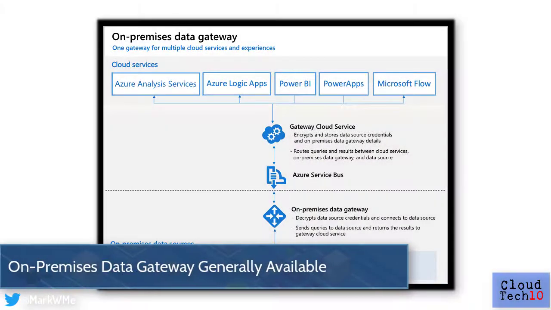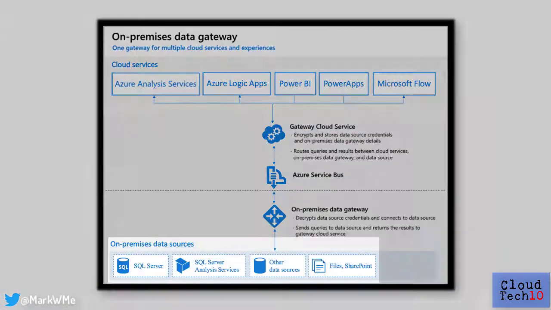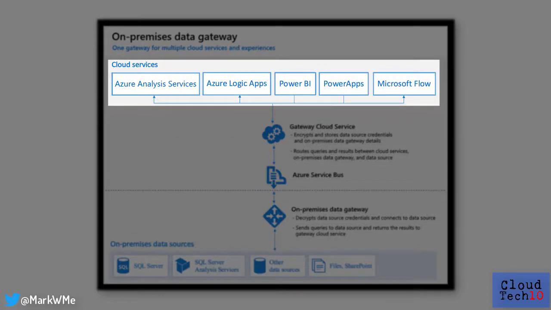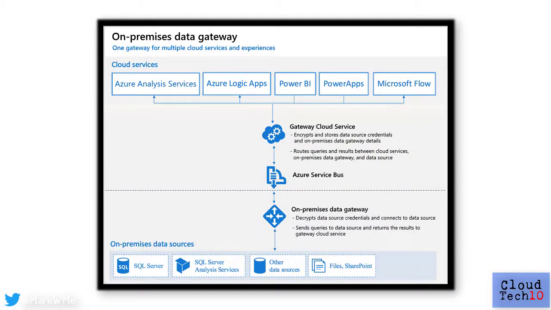The on-premises data gateway is now generally available. The gateway makes it possible to utilize data from on-premises data sources with cloud-based Azure services. The gateway currently works with Azure Logic Apps, Power BI, Power Apps, and Microsoft Flow, with support for Azure Analysis Services coming shortly. The gateway uses Azure Service Bus and encrypted channels to relay data between on-premises and cloud services. All traffic originates as secure outbound traffic from the gateway agent.